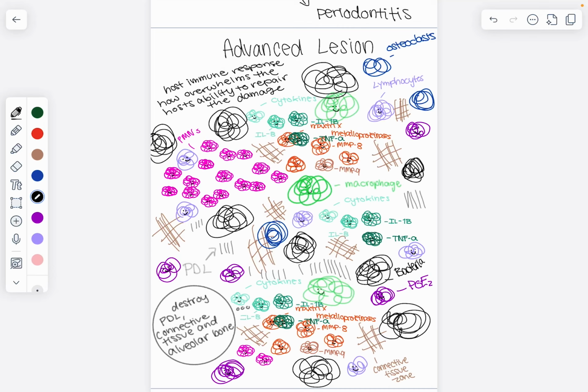PGE starts bone destruction by stimulating large numbers of osteoclasts, which help break down the bone. But then there are osteoblasts that build up the bone. But osteoclasts are breaking it down so much that they are resorbing the alveolar bone, leading to permanent bone destruction. The tissue destruction is caused by an overwhelming host immune response, and the host is unable to repair the damage that is caused.